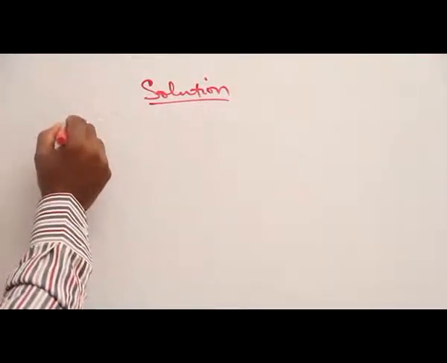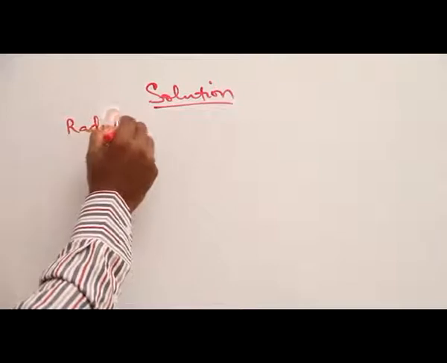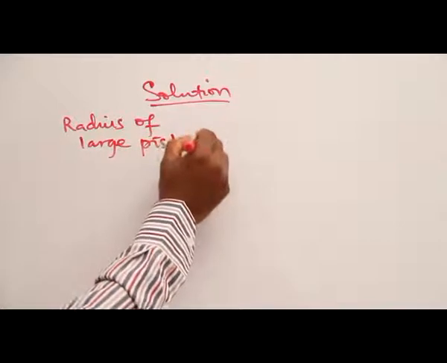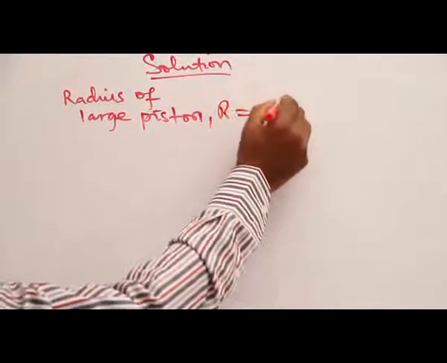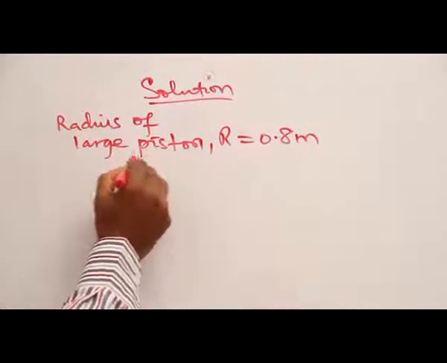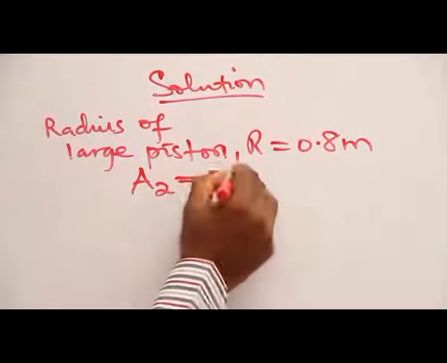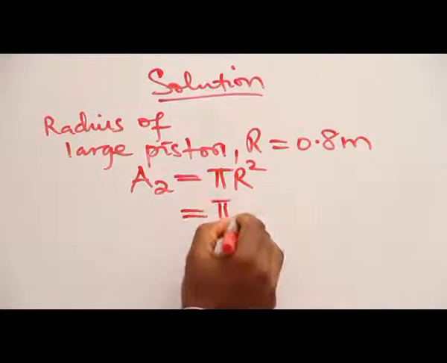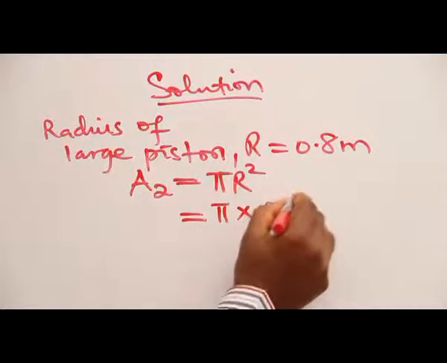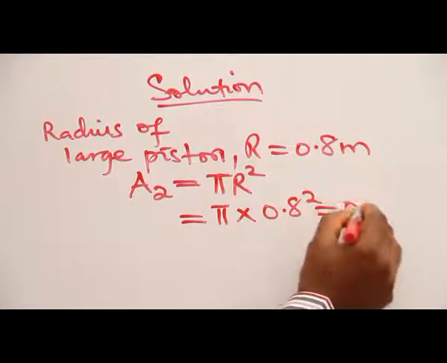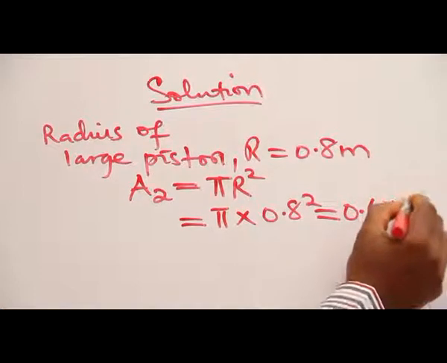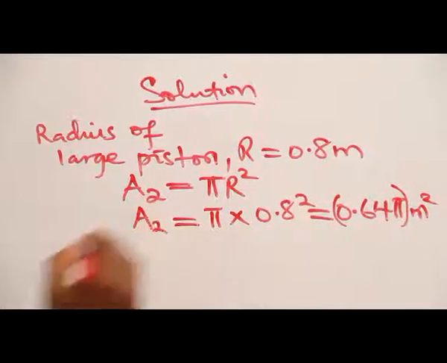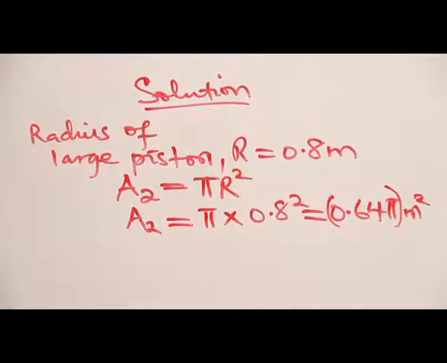The radius of the large piston, R, is 0.8 meters. Therefore, the area of this piston is pi r squared. This will give us pi times 0.8 squared, 0.64 pi meter squared. That's the area of the large piston.